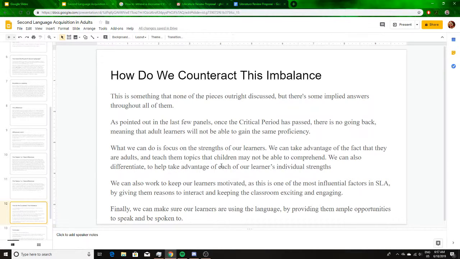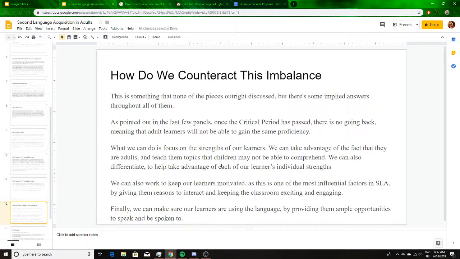So I'm going to give a more general way to counteract this imbalance, which is as pointed out in the last few panels. Once the critical period has passed, there is no going back, meaning that adult learners will not be able to gain the same proficiency as those who learned a second language during the critical period. What we can do to counteract it is focus on the strength of our learners. We can take advantage of the fact that they are adults and teach them topics that children may not be able to comprehend. That's one of the biggest things we can do.